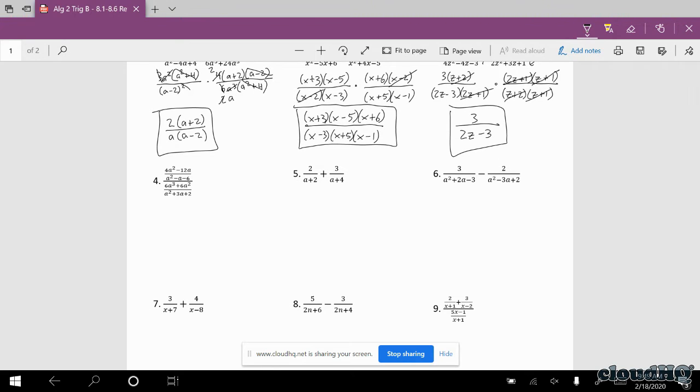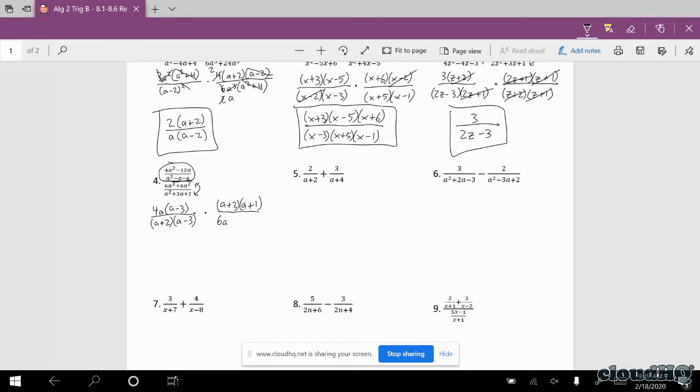Number 4, we have a complex fraction. I'm going to focus on this numerator first. Factor that. Factor out 4a, leaving me with a minus 3 over a plus 2a minus 3. And then instead of dividing by this fraction, I'm going to multiply by the reciprocal. So I'm going to take and flip that fraction around. So I get a plus 2a plus 1 in the numerator.